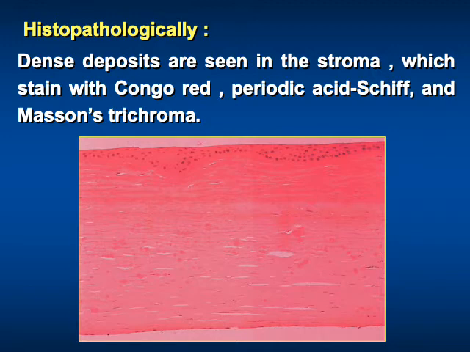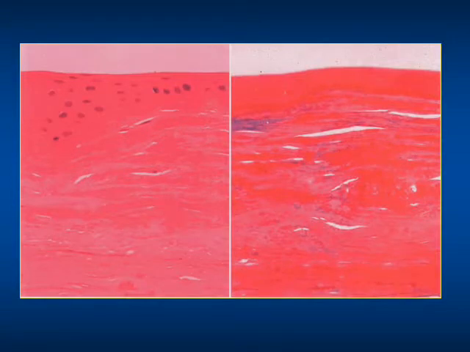As you can see in this slide, there are dense deposits in the stroma stained by Congo red, periodic acid-Schiff, and Masson trichrome stain. This is another example also, as you can see, anterior stromal.